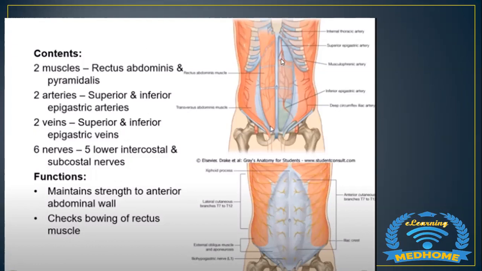So if you can see here, this is the whole of the rectus sheath, and it has 2 arteries: the superior epigastric artery and the inferior epigastric artery. And you can also see the nerve supply, that is the nerve branches of T7 to T12. That is the lower 5 thoracic nerves and one is the subcostal nerve or T12 nerve.